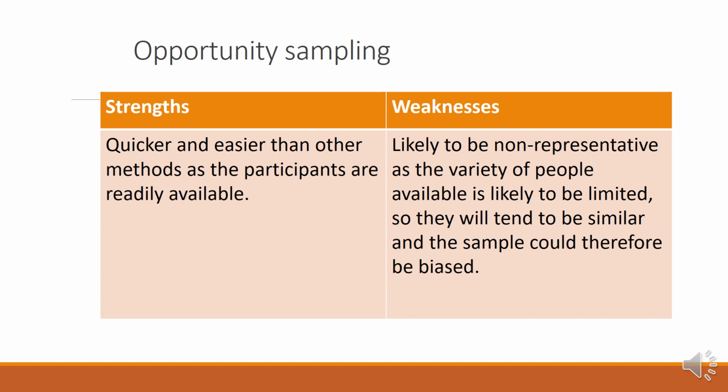It's not going to be able to generalize the findings on other groups of people who are not experimented on. It's because the people who are readily available at that time will be limited in terms of the criteria, and they are most likely to be similar in terms of the criteria. For example, there are students with the same educational background, with the same IQ level. So the sample could therefore be biased.